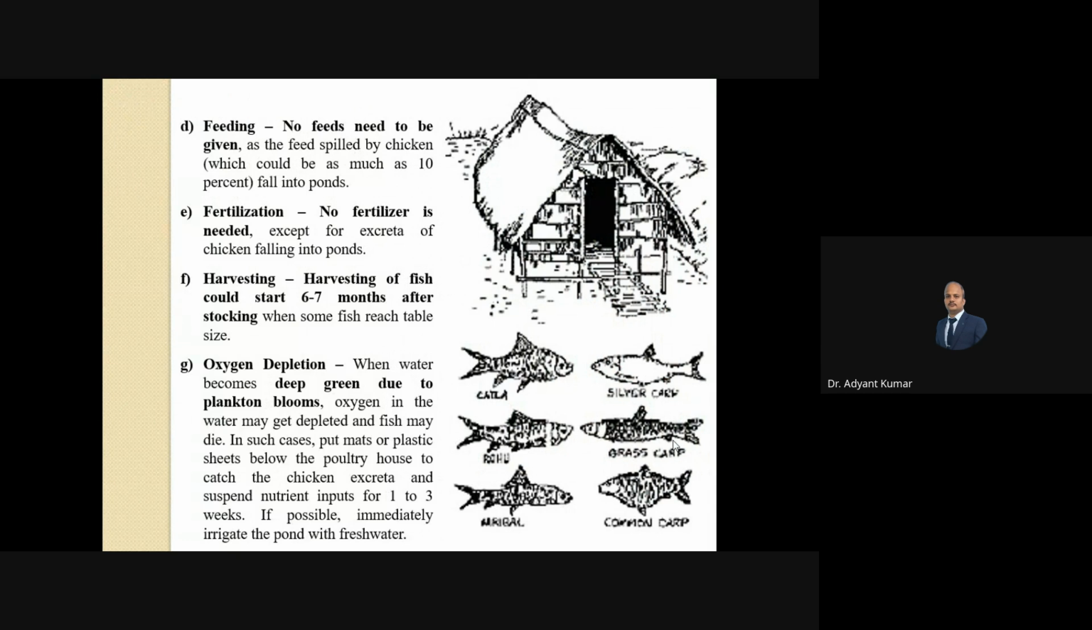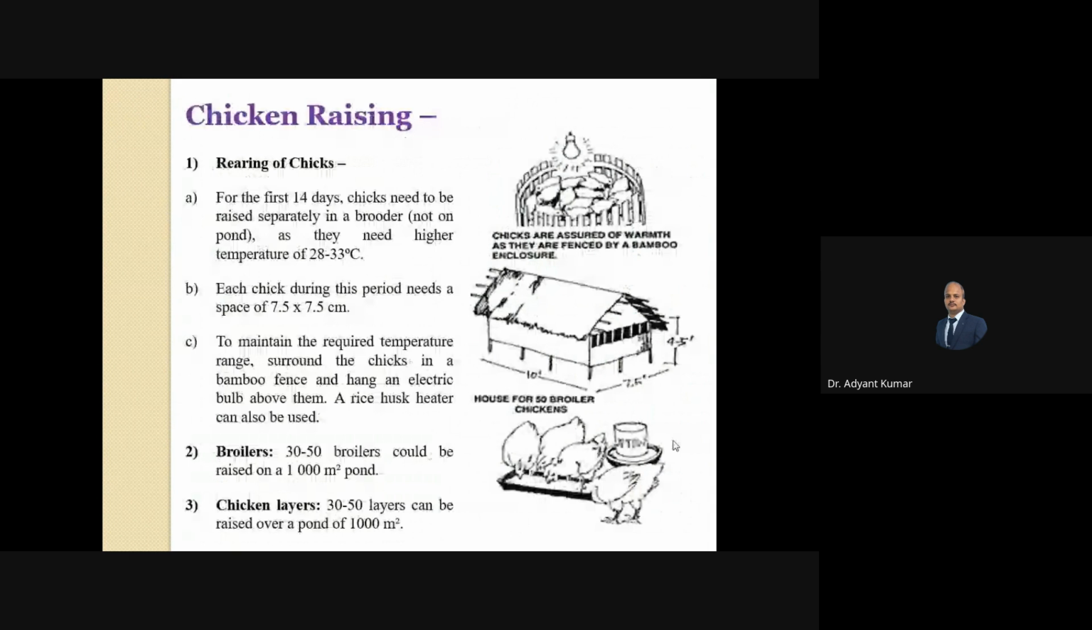Next is harvesting. Harvesting of fish could start from 6 to 7 months after stocking, and we can take the table size fishes from that. When the water becomes deep green due to plankton blooms, oxygen in the water may get depleted and fish may die. In such cases, we have to put mats or plastic sheet below the poultry house to catch the chicken excreta and suspend nutrient inputs for 1 to 3 weeks. If possible, we have to irrigate the pond with fresh water.